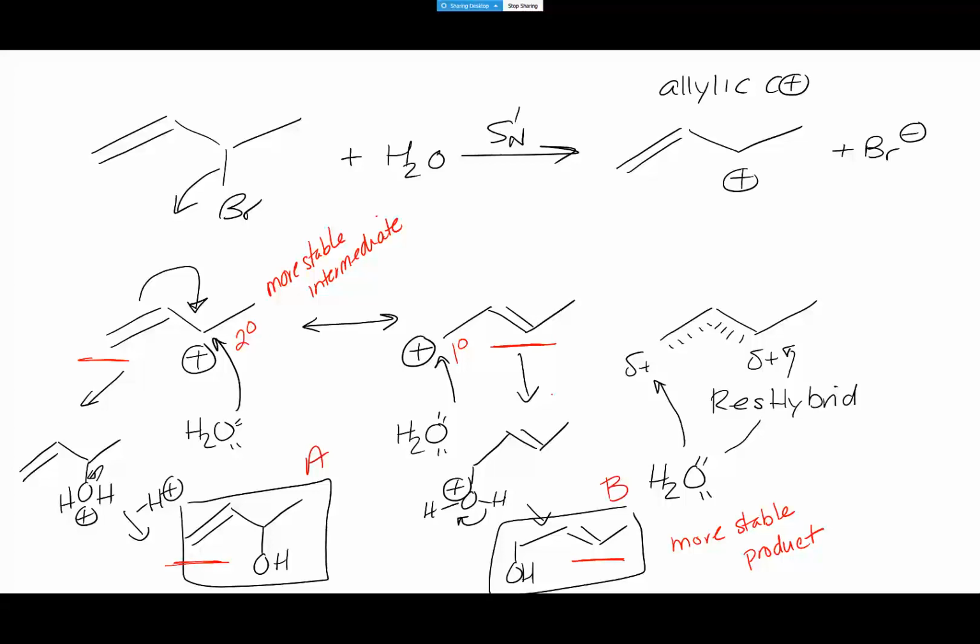So that's why we're always going to define this based on more stable intermediate, more stable product. So if I go back here, which one of these two products is the thermodynamic product? B, because it came from the most stable product. So now I can say that's the thermodynamic product. Does that mean the other one is automatically the kinetic product? Not always, but let's check. Which one of these two, the secondary allylic or the primary allylic, was the more stable intermediate? The secondary one, and so that makes this product the kinetic product.